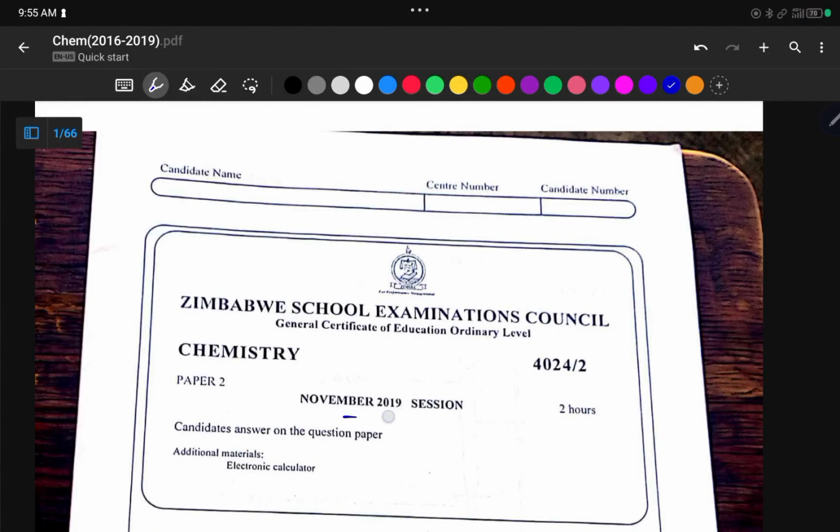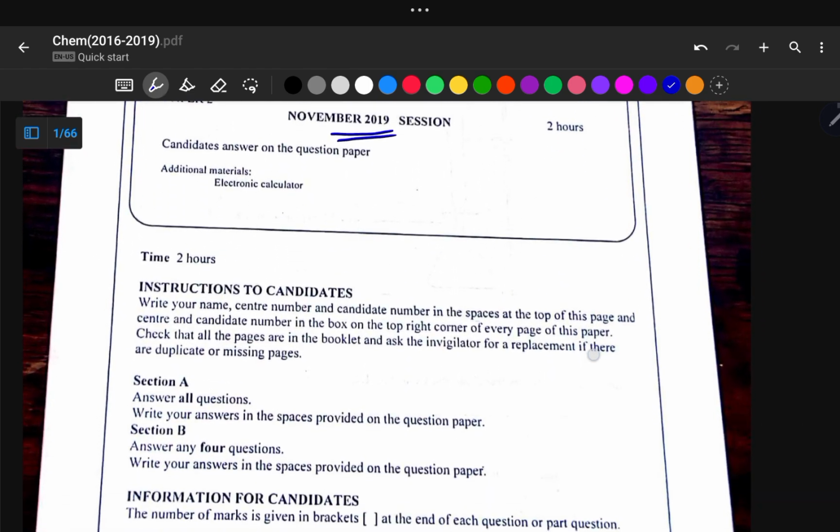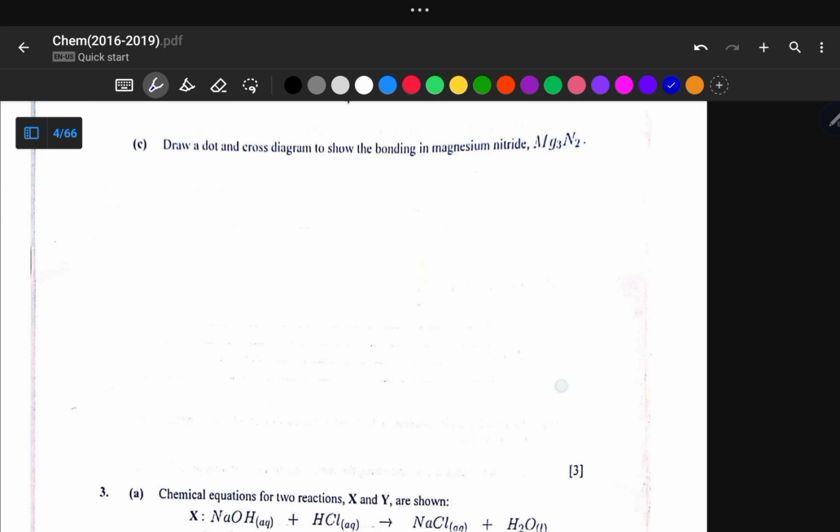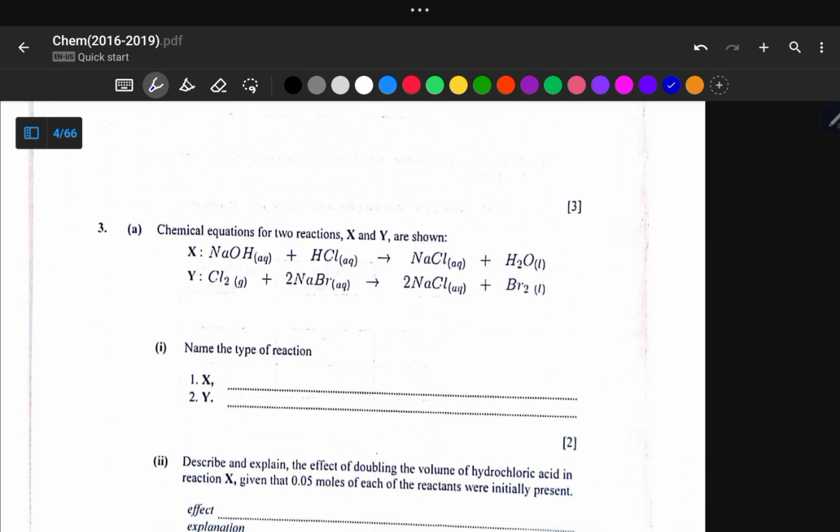Alright, November 2019 O-Level Chemistry Revision Series. So this is November 2019, and we are on number 3. If you haven't checked our previous session, we did number 1 and number 2. So now we are on number 3, so let us dive into the question.